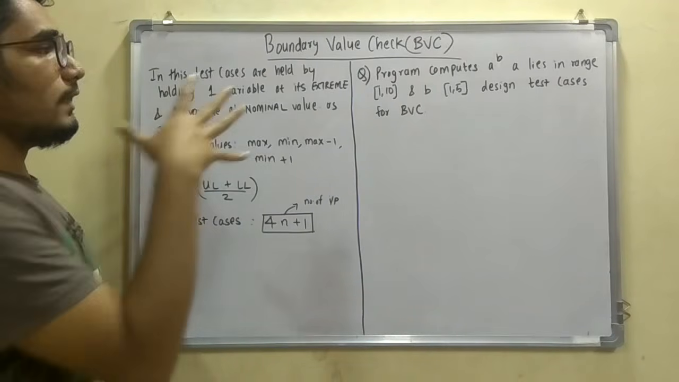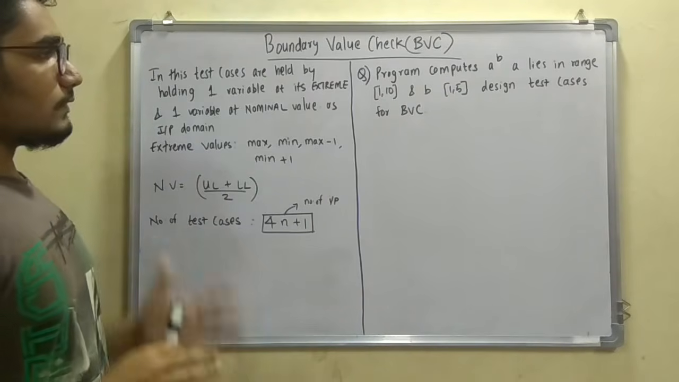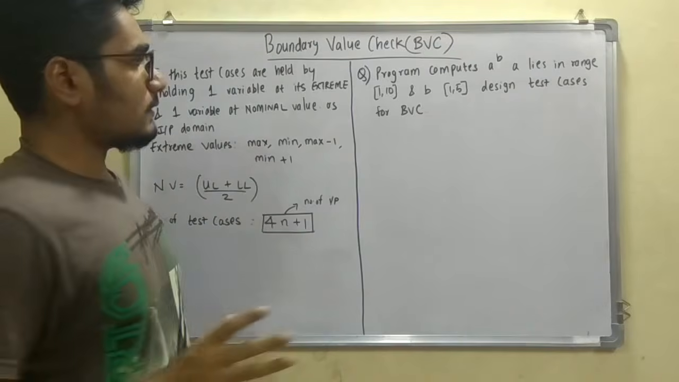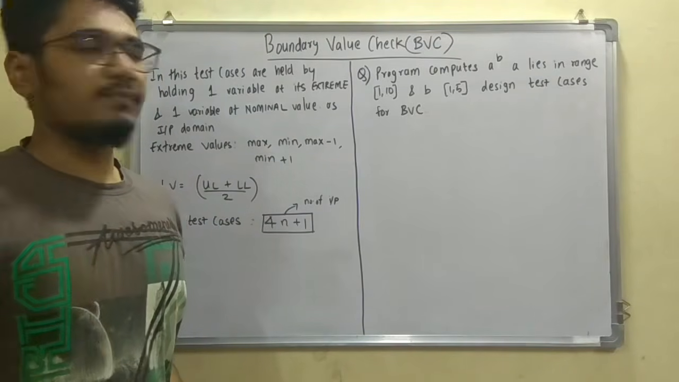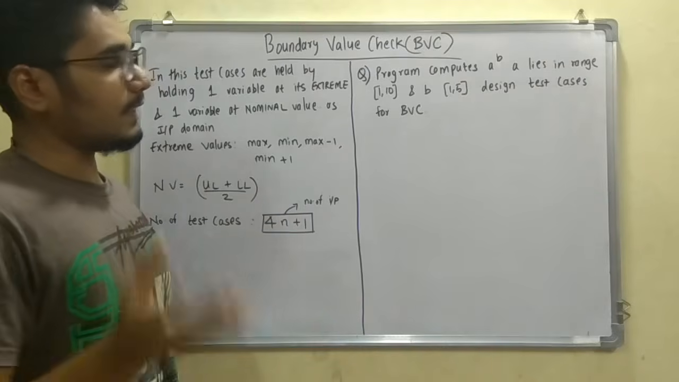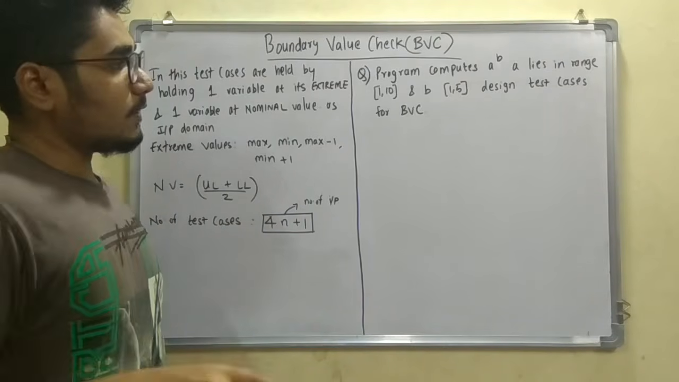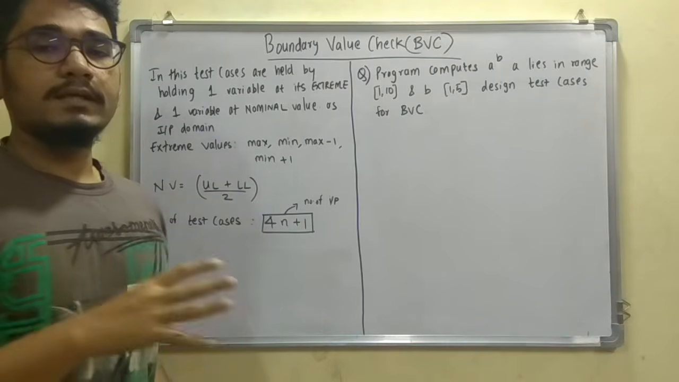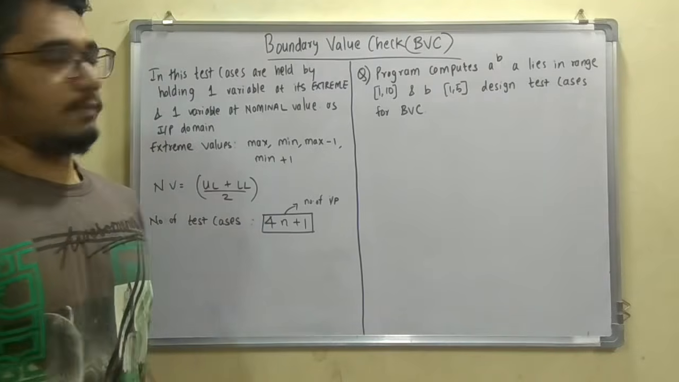Let us move on to the actual problem of how to solve this BVC. There is a problem that states that a program computes a raised to b, meaning the output will be a^b, and a lies in the range 1 to 10 and b lies in the range 1 to 5. Now you have to design the test cases for this by conducting the BVC, the boundary value check, so using BVC we'll solve this problem.